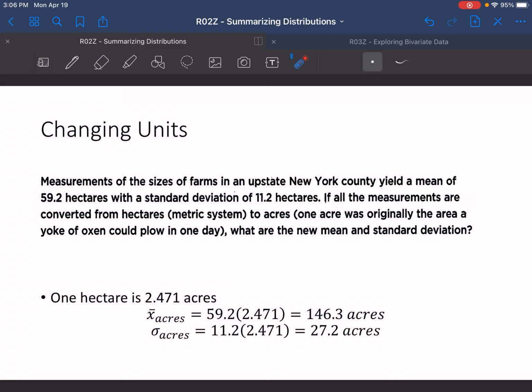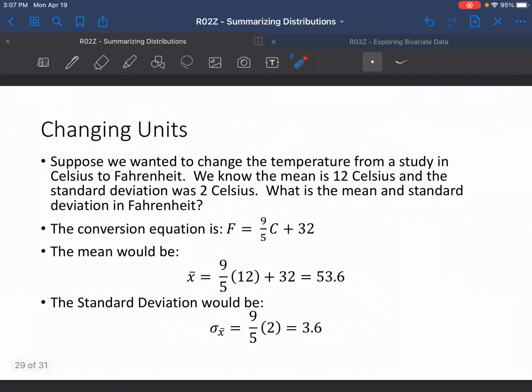Because 1 hectare is 2.471 acres, we essentially have to multiply our value of center and our value of spread. Because we do that, we have to apply that to both the center and the spread. So we would take the mean and multiply by 2.471 to find our new value, and the standard deviation, multiply that by 2.471, and we would get our new value right there. So adding and subtracting changes the mean and median, but does not change the standard deviation. If we're multiplying or dividing, that does change both the mean and median and the standard deviation as well.